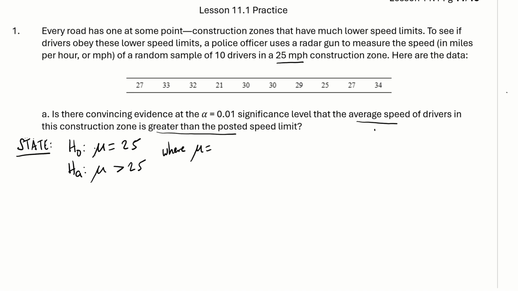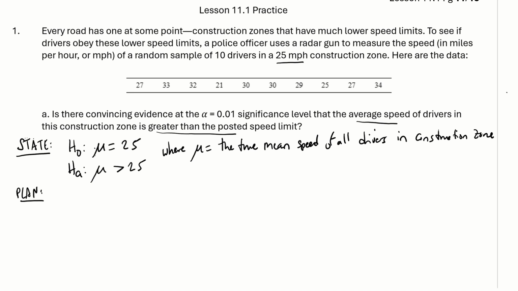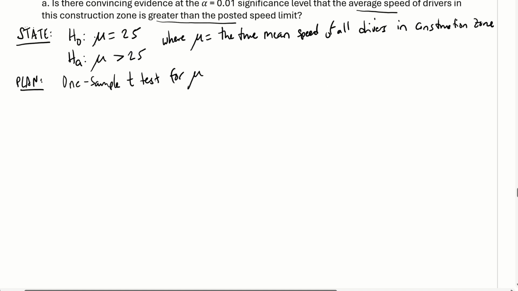So what is mu? Mu equals the true mean speed, so we can be more technical here, the true value, the true mean speed of all drivers in the construction zone. All right, and then plan. So what kind of test are we doing? Here we're doing a 1 sample t-test for mu.